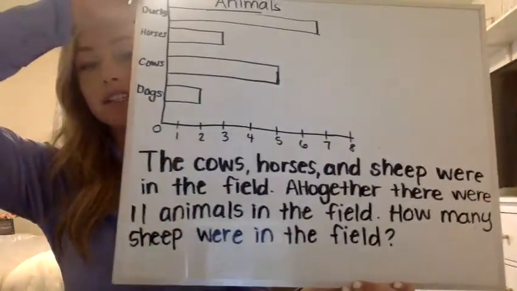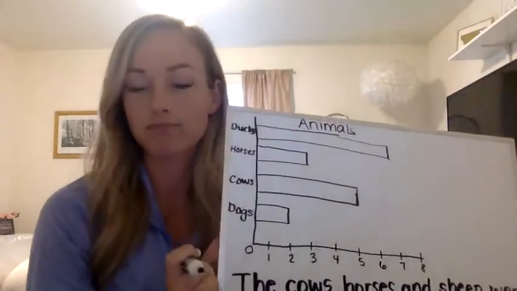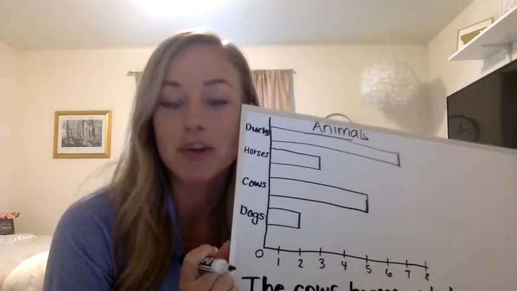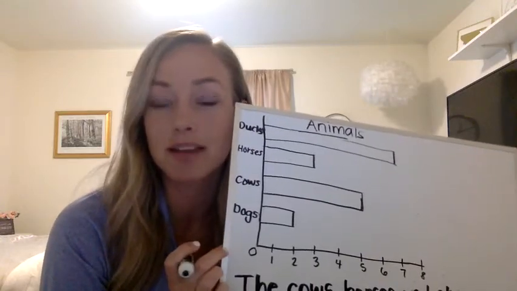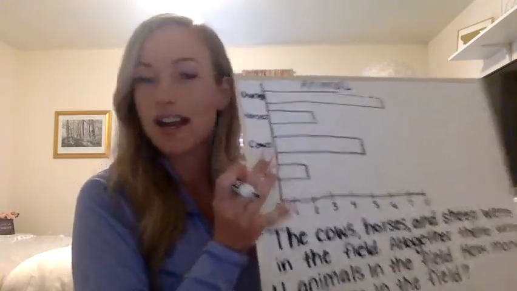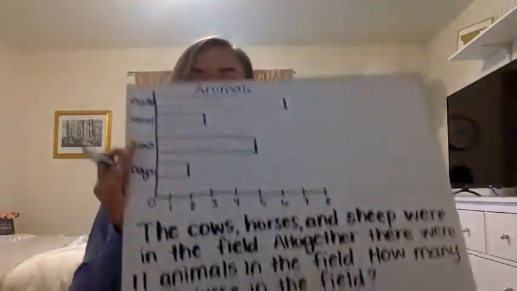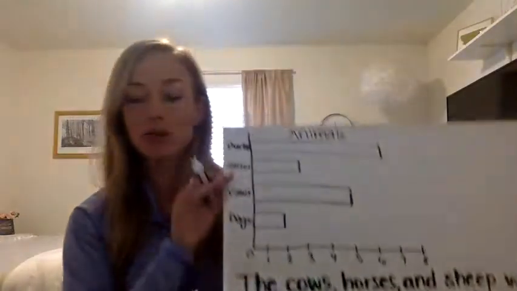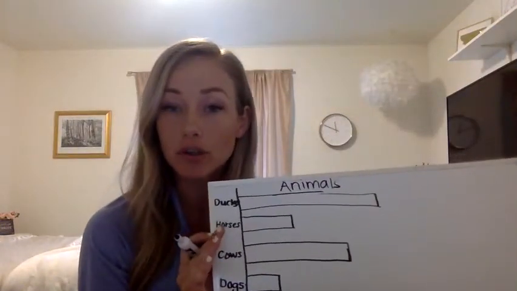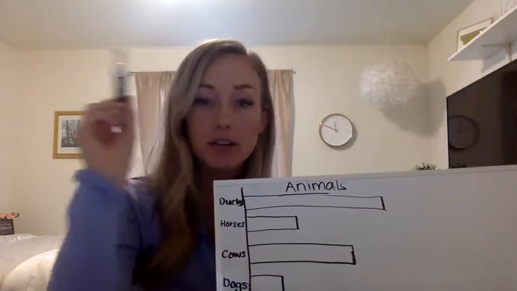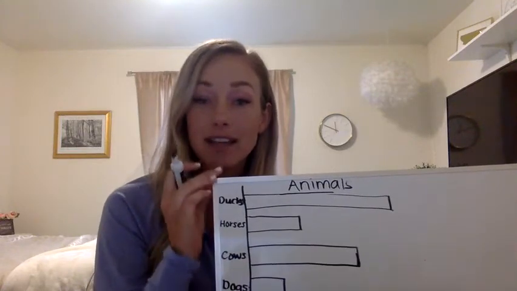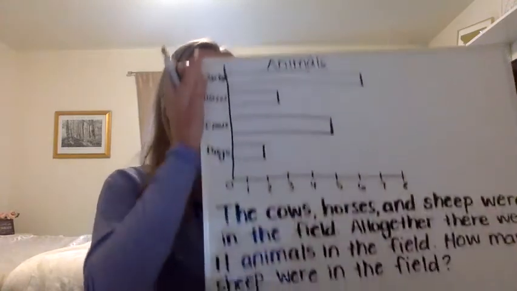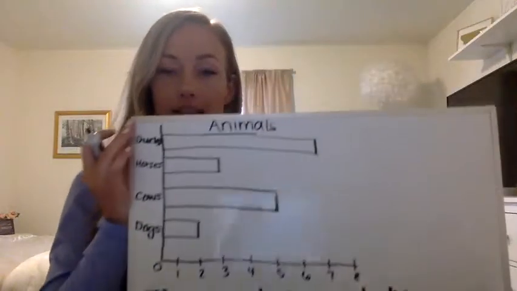The cows, horses, and sheep were in the field, okay? So picture a big open green field and picture some horses and some cows and some sheep, and they're all just out there eating the grass and having fun, okay? And it says that altogether there were 11 animals in the field. So total, out in the field, there's 11 animals. If you counted all those horses, sheep, and cows, there's 11 of them. Okay, so there's 11 animals out in the field, and we know that they are horses, cows, and sheep.